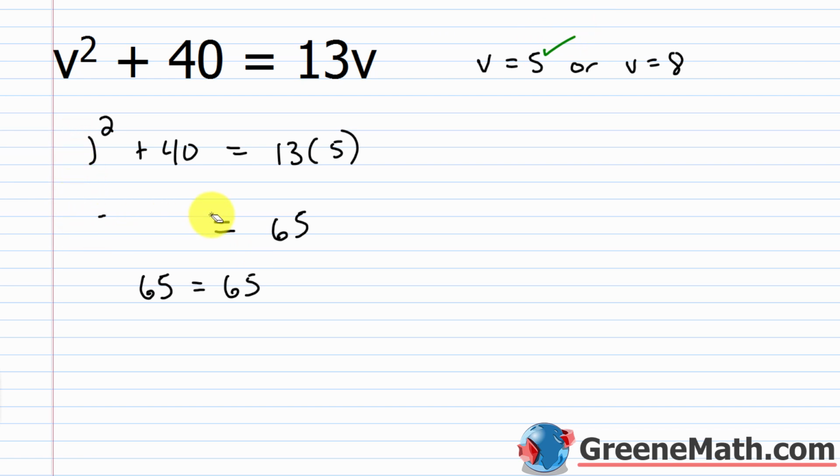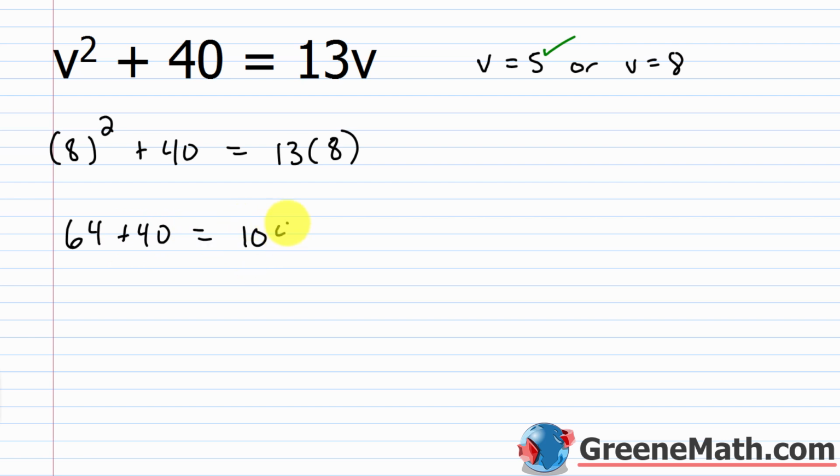So let's erase this and this. And I'm going to plug in an 8 here and also here. So 8 squared is 64, so I'd have 64 plus 40. And then 13 times 8 would be 80 plus 24. That's 104. And then 64 plus 40 is also 104. So you get 104 equals 104. So this checks out as well.